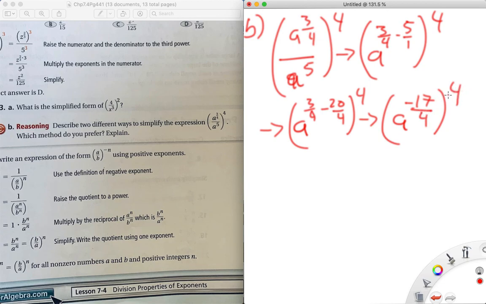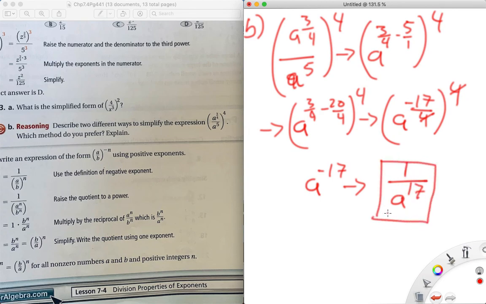Now here I multiply, right? I multiply the 4 times the 17 over 4. These guys cancel, which leaves me with a to the negative 17. Again, not simplified. So I bring it down to the bottom, and the negative sign goes away, and I'm done.